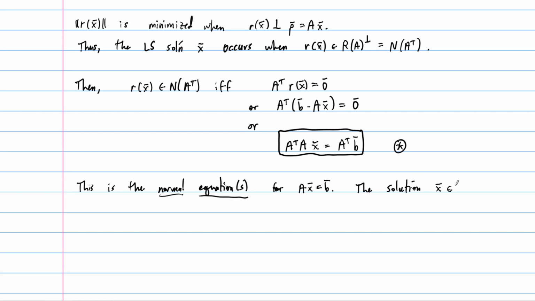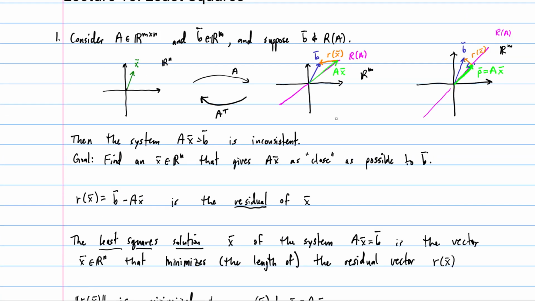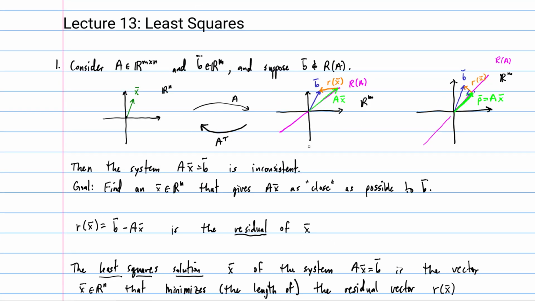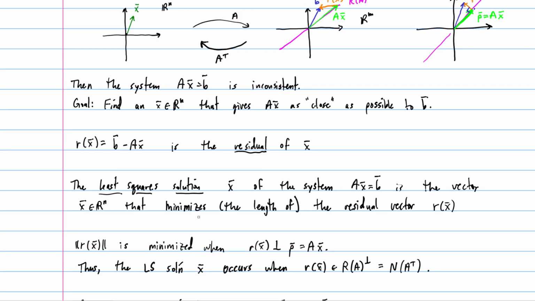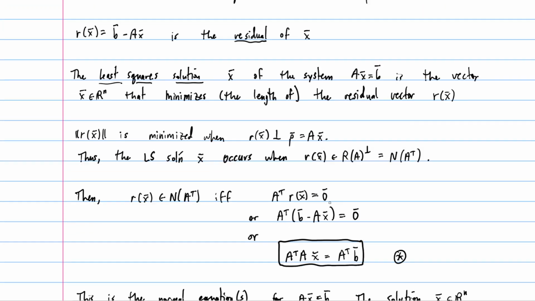Solution x, which again still lives in Rn, of the normal equations is unique. That means there's only one. So therefore our least squares solution is going to be unique as well. And so by solving this system, we will get our answer to the best fit solution up here as we've defined closeness. So it'll minimize our residual vector, the length of our residual vector.